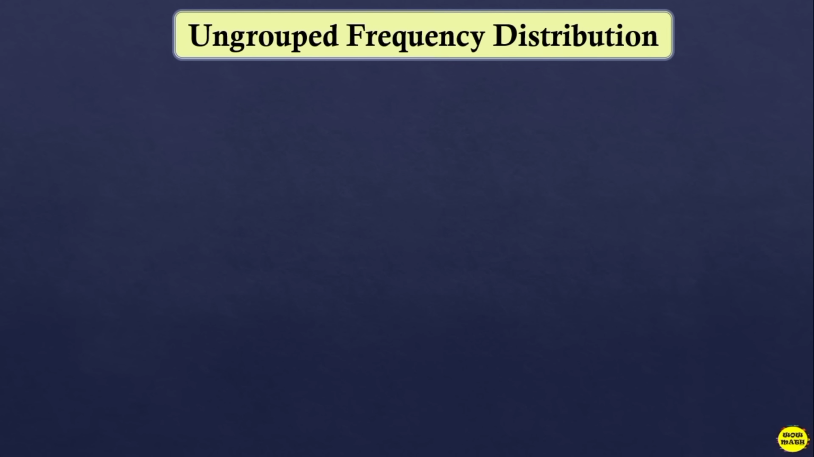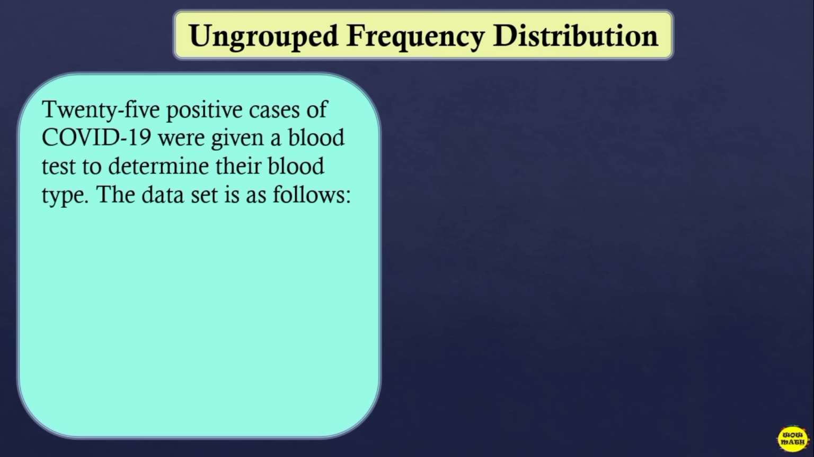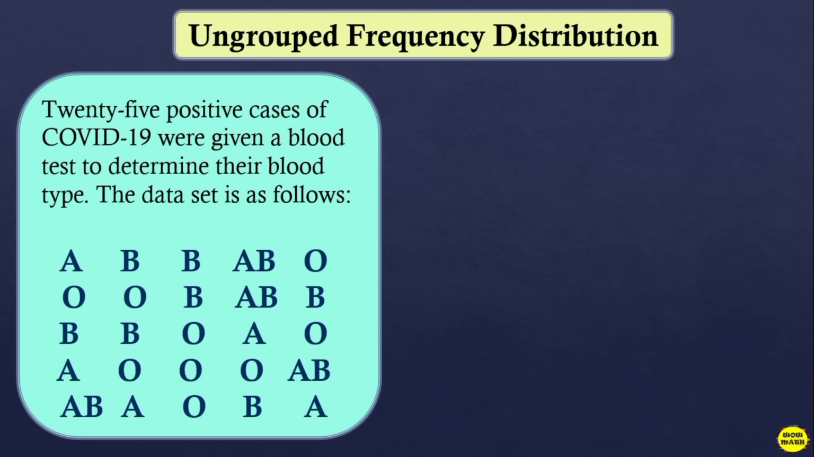So, let's have the ungrouped frequency distribution. How do we construct the frequency distribution of ungrouped data? So, let's have this one. 25 positive cases of COVID-19 were given a blood test to determine their blood type. The data is set as follows.